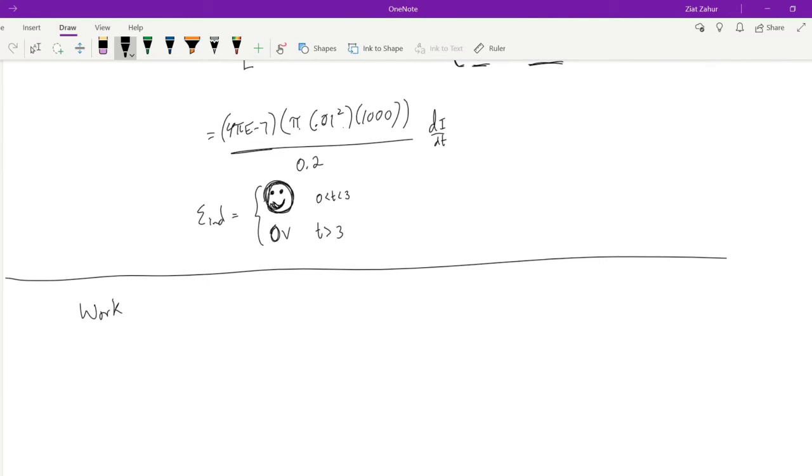So it is not a constant voltage. Yeah, good job, Ved. It is not a constant voltage because current is changing exponentially.